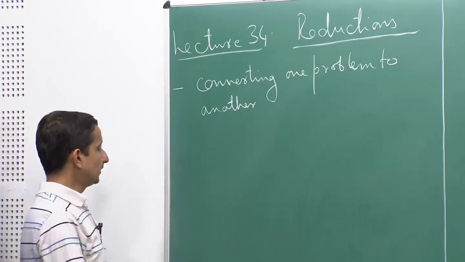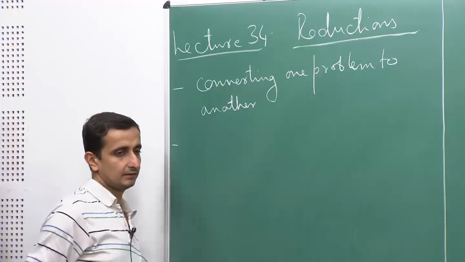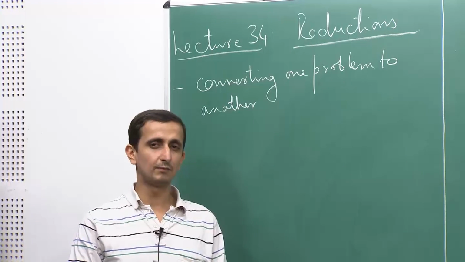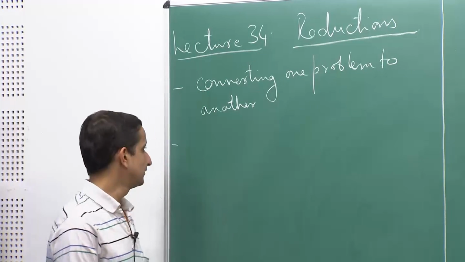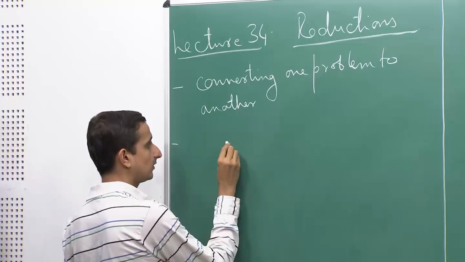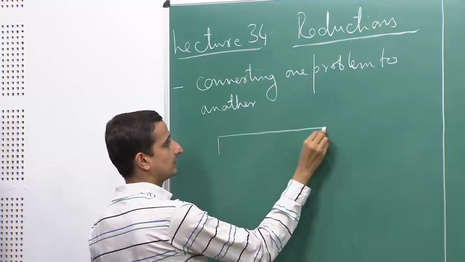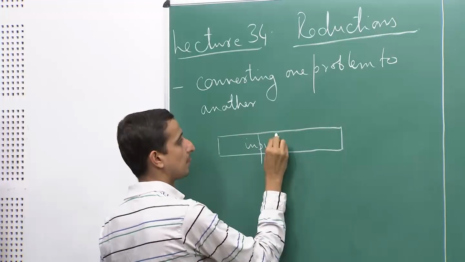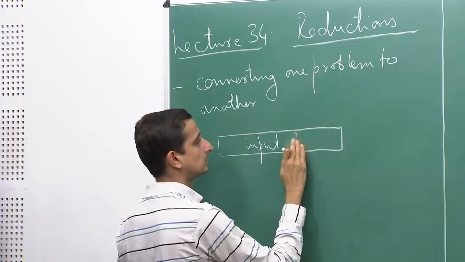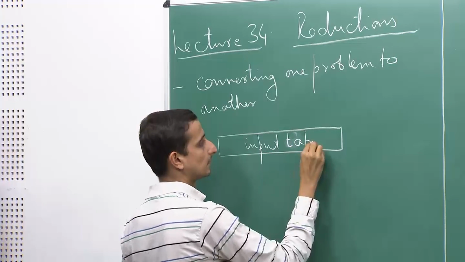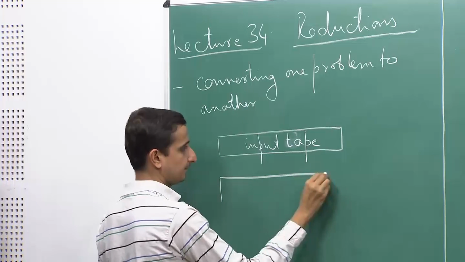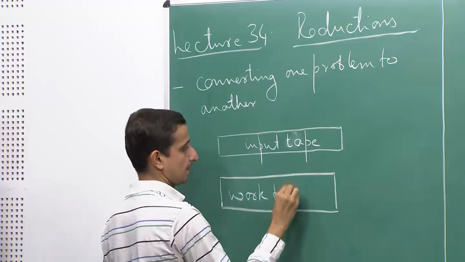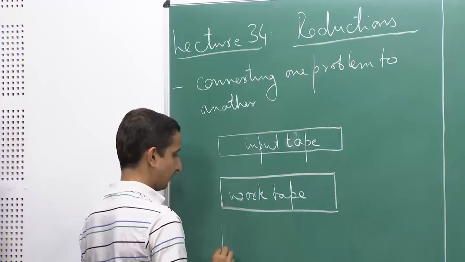Now, when we reduce one problem to another, we will use the Turing machine model, but we will slightly modify the model. So, our Turing machine model will now contain 3 tapes. There will be an input tape, there will be a work tape, and there will be an output tape.